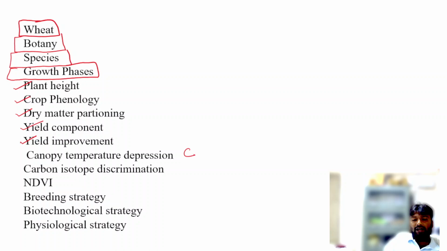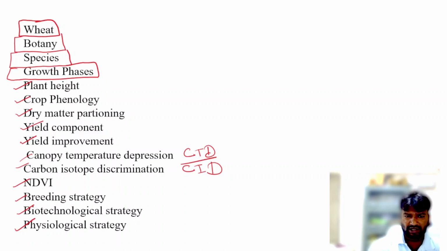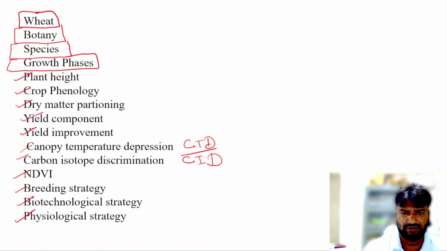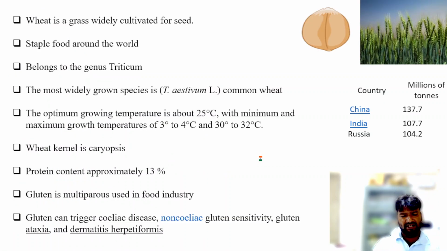We will discuss the role of canopy temperature depression. We will discuss the carbon isotopic discrimination. We will discuss the use of NDVI sensor. We will discuss some breeding, biotechnological and physiological approaches. So friends, this topic is very important and we will discuss the physiological, biotechnological and the breeding approaches. So let's start our discussion with the wheat.